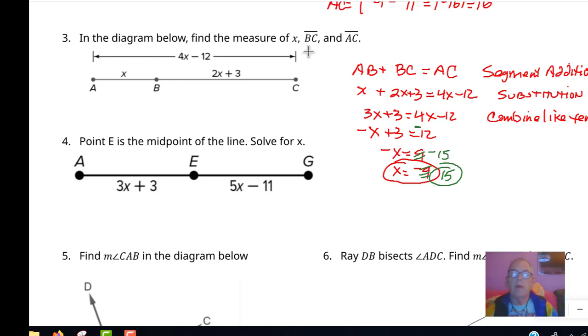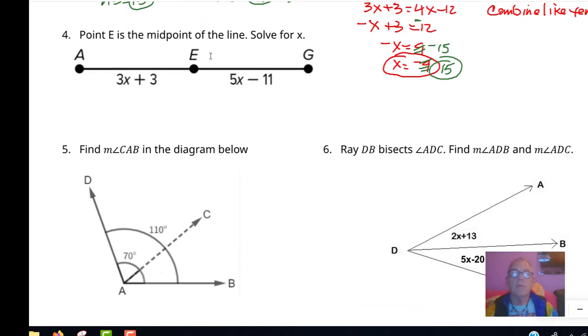So we found out what x was. X was 15. We want to find the length of BC. BC is 2 times 15 plus 3, which is 33, equals the distance from B to C. And then the distance from A to B is just x, which we found out was 15. So there's our 3 answers for that one.